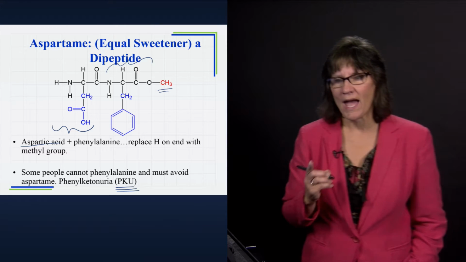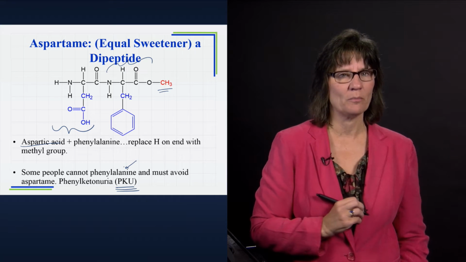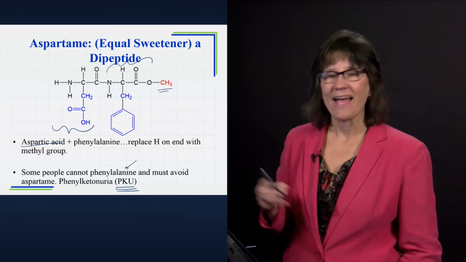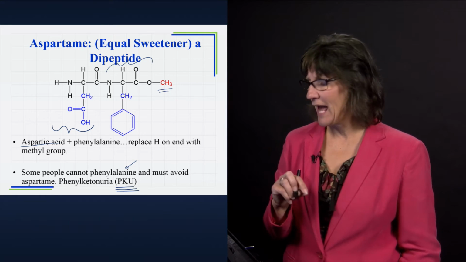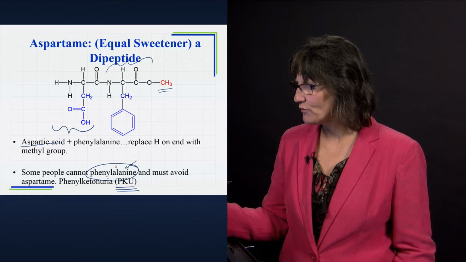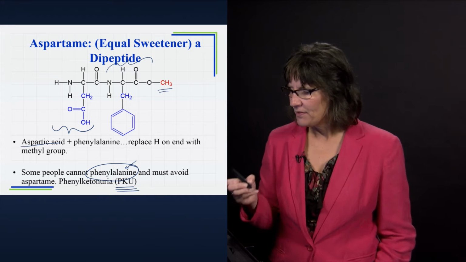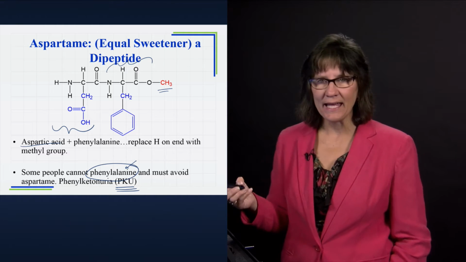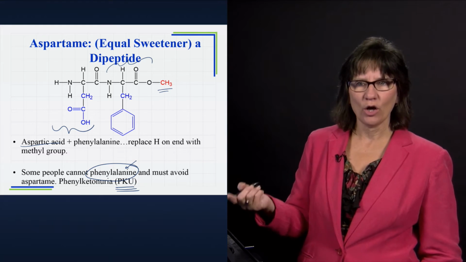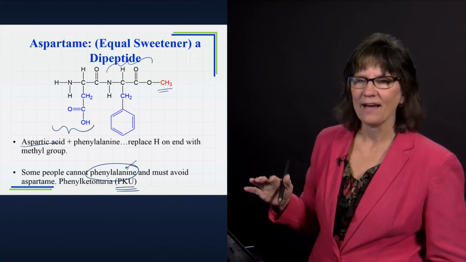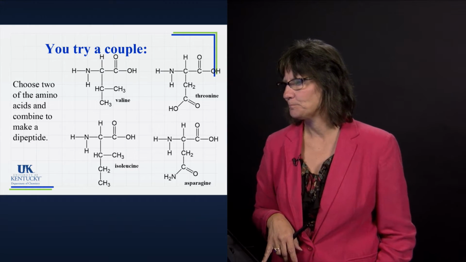There are some people who have a condition where they cannot handle this amino acid, and they have to avoid aspartame. I have to avoid aspartame. I have never needed to avoid all proteins that contain that amino acid, but this guy gives me a headache like crazy, and so I no longer can drink any Diet Coke that has aspartame in it, and I have to look for things that contain Splenda instead if I want a diet soft drink.